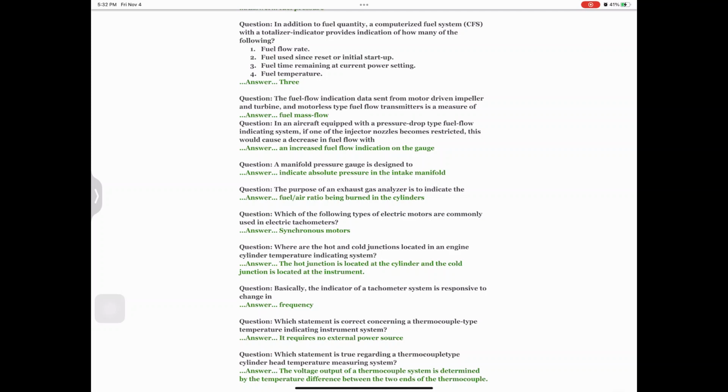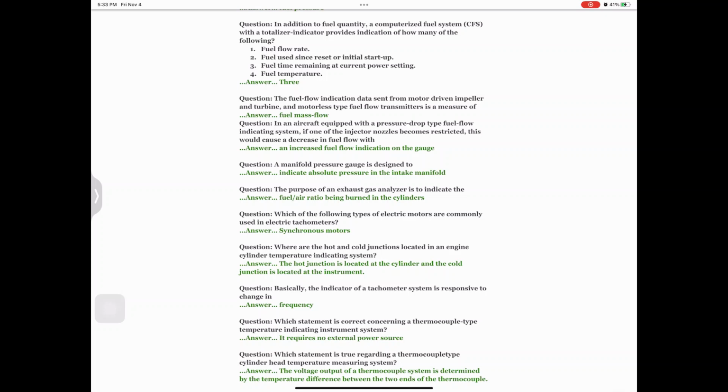Question: which of the following types of electric motors are commonly used in electric tachometers? Answer: synchronous motors. Question: where are the hot and cold junctions located in an engine cylinder temperature indicating system? Answer: the hot junction is located at the cylinder and the cold junction is located at the instrument. Question: basically, the indicator of a tachometer system is responsive to change in, answer, frequency.